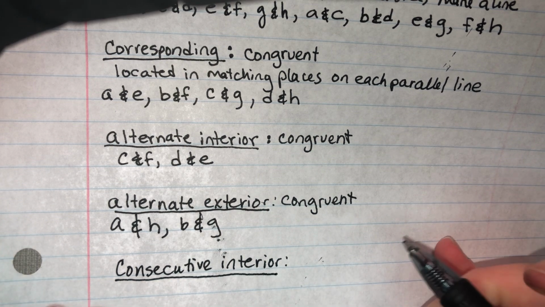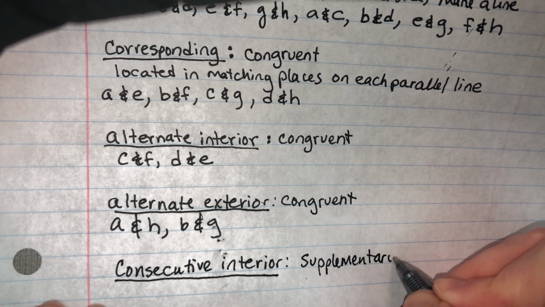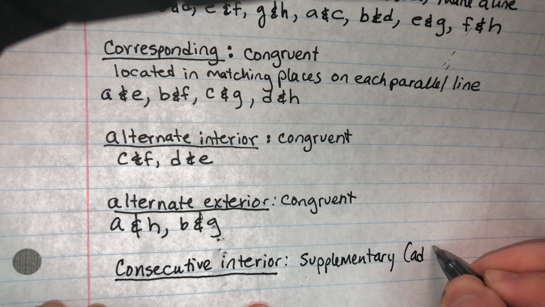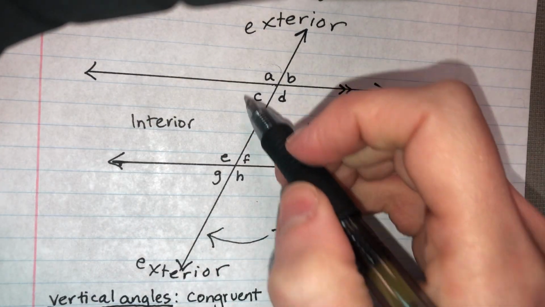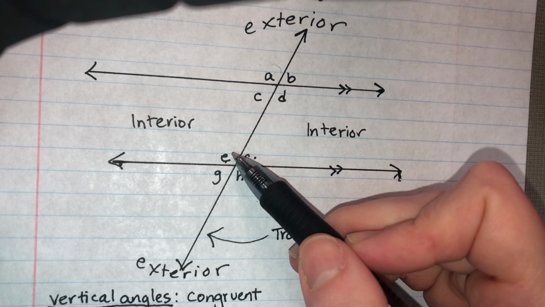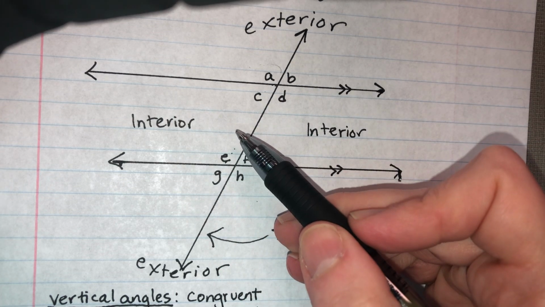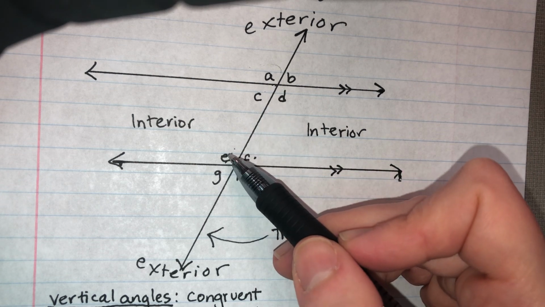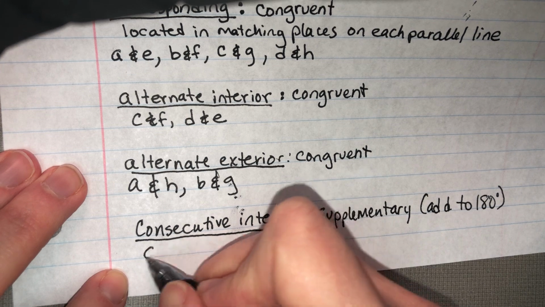Consecutive interior angles are supplementary, which we talked about with the linear pairs, means that they add to 180 degrees. So these are also interior angles, but instead of being alternate sides, they're on the same side of the transversal. So angle C and angle E are on the same side of the transversal and in the interior of the parallel lines. C and E are consecutive interior. C and E add to make 180. So we're going to write C and E.